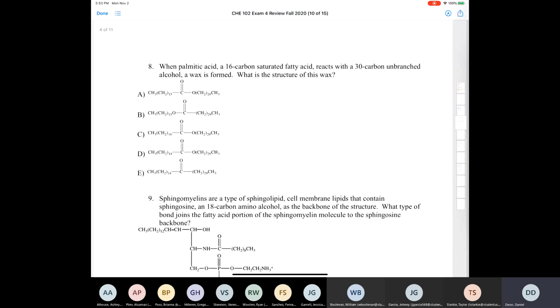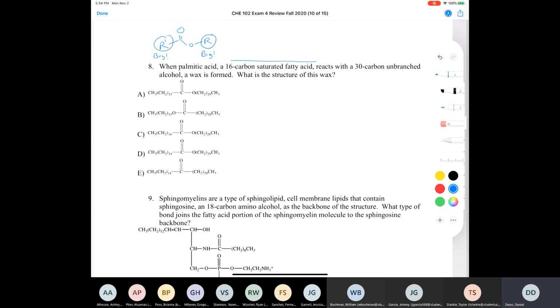Okay, another question that deals with a wax. It says when palmitic acid, a 16-carbon saturated fatty acid, reacts with a 30-carbon unbranched alcohol, a wax is formed. What's the structure of this wax? Remember, I told you earlier on this evening that a wax is nothing more than an ester. Okay? A wax is nothing more than an ester, except these R groups are really big. This one is going to be really big and long, and this one's going to be really big, and that renders it insoluble.